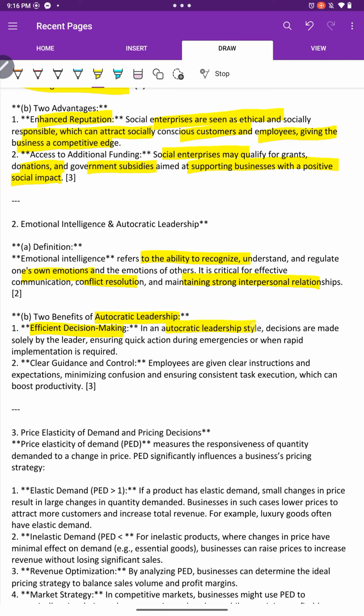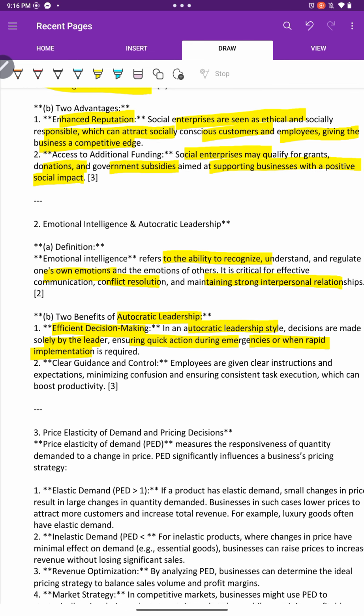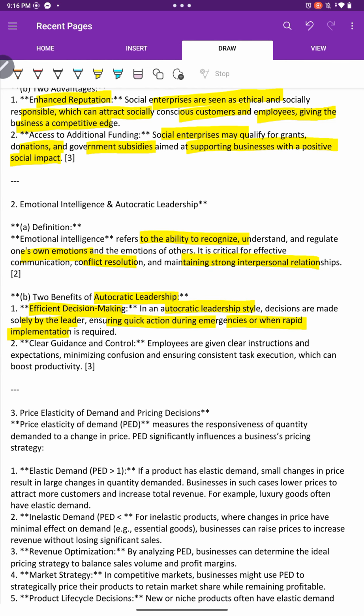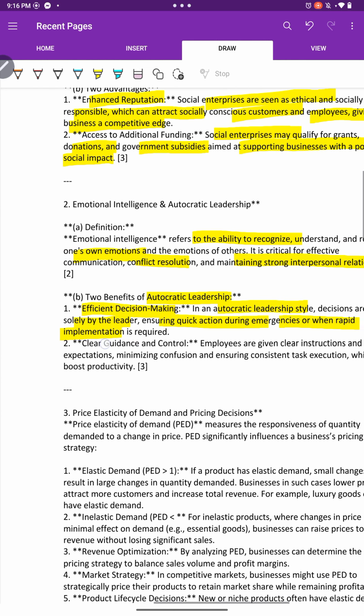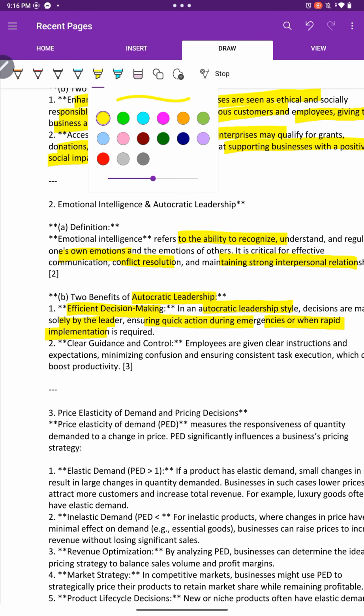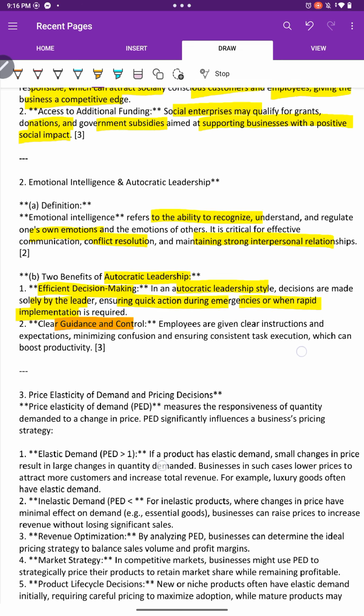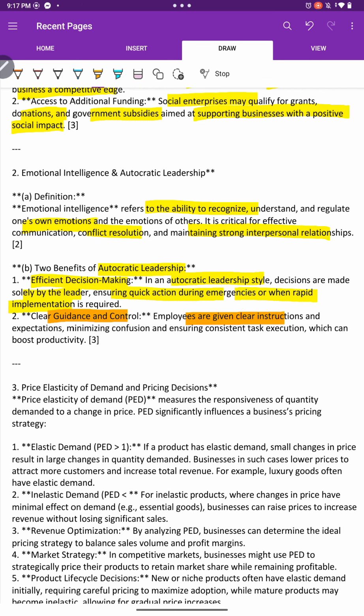In an autocratic leadership style, decisions are made solely by the leader, ensuring quick action during emergencies or when rapid implementation is required. The second benefit of using the autocratic style is that it provides clear guidance and control. Employees are given clear instructions and expectations, minimizing confusion, ensuring consistent task execution, and boosting productivity.